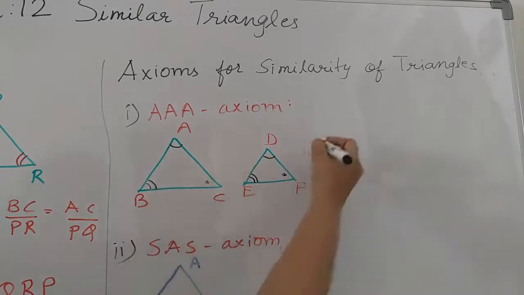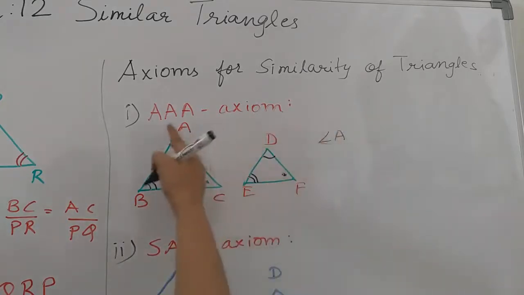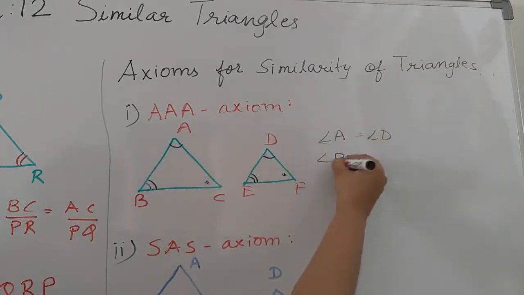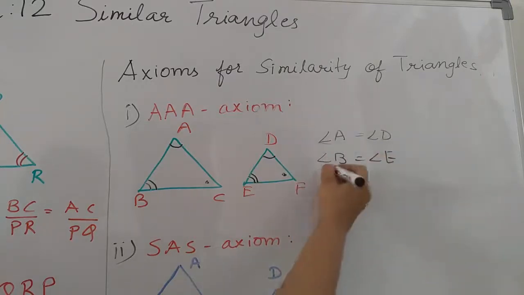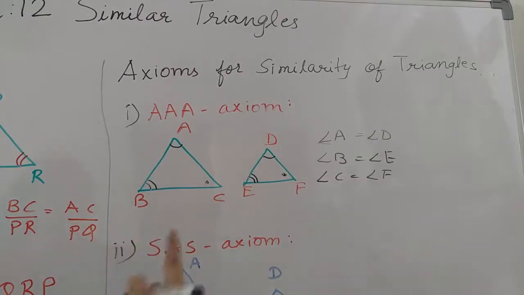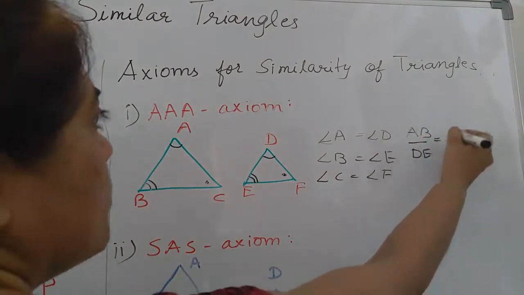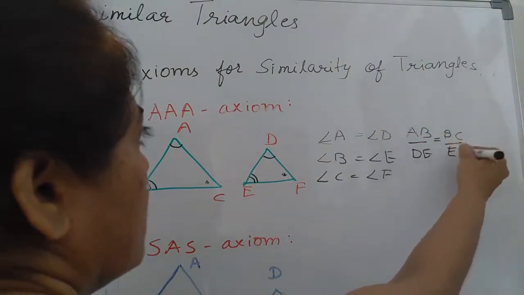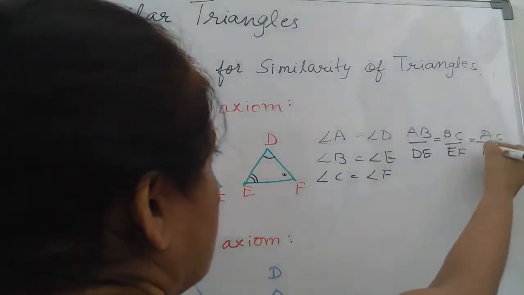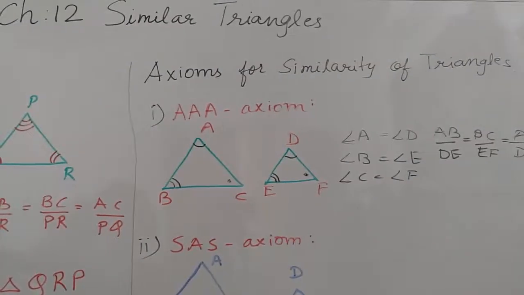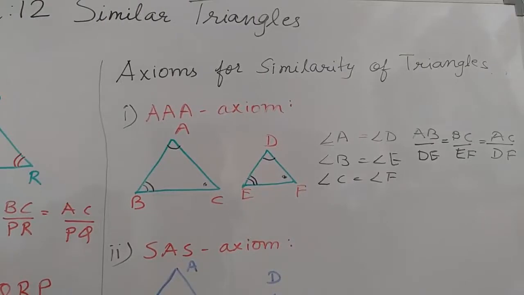And the corresponding sides ratio. So I am writing what is axiom AAA, meaning if two angles A is equal to D and B is equal to angle E, then the third is always equal in measure. And also the corresponding sides ratio, that is AB upon DE is equal to BC upon EF is equal to AC upon DF. These two conditions are proved here. So by the AAA axiom, we can say the triangles are similar.